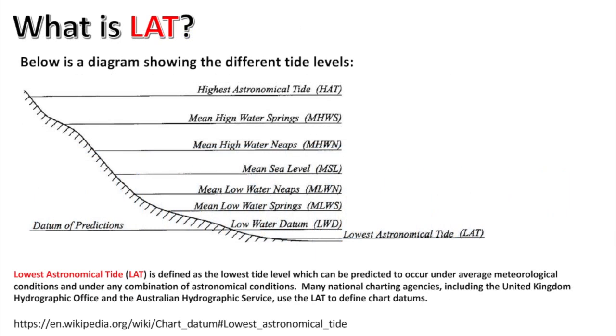What is LAT? Below is a diagram showing the different tide levels. Lowest astronomical tide, or LAT, is defined as the lowest tide level which can be predicted to occur under average meteorological conditions and under any combination of astronomical conditions. Many national charting agencies, including the United Kingdom Hydrographic Office and the Australian Hydrographic Office, use the LAT to define chart datums.